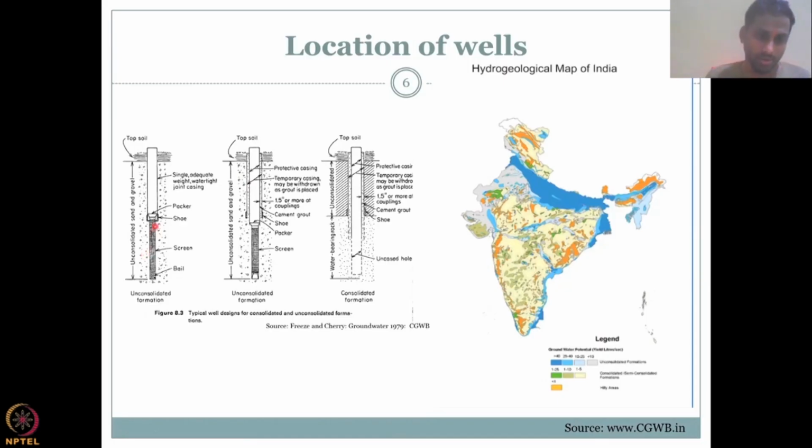Here they have the casing open at the bottom screen. Okay, so the screen is where the water can move and you can take the water out. In this protective casing setup, the walls of the well are more stabilized by using these casings. And here in the last one, you have a casing so that you can only tap on the deep aquifer groundwater. So where does the first one come?